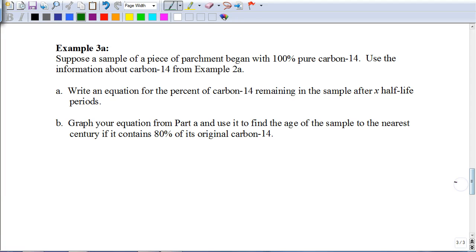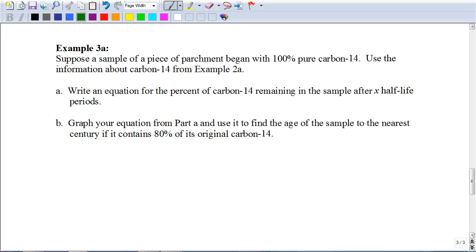So that's half-life periods, or half-lives, I should say. So we're going to use half-lives a lot in this chapter. You do it a lot more next year in FST. This is a pretty common use for exponential decay. So let's look at another example.